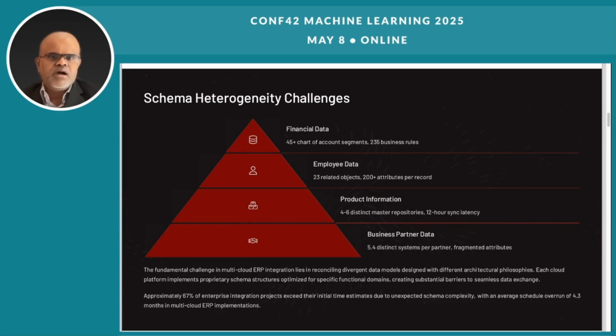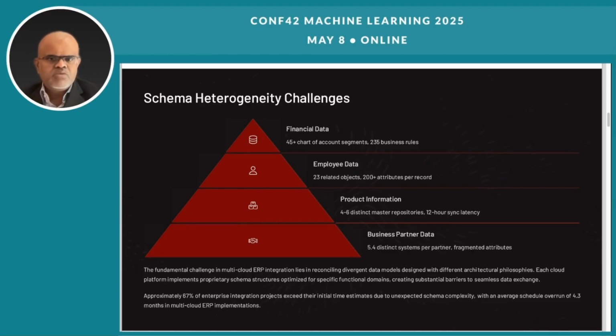If you look at it, Oracle Cloud ERP, which holds the financial data, has complex chart of account segments and a lot of business rules. However, these chart of accounts and business rules are exchanged with other cloud ERPs to derive the accounting information. Similarly, Workday, which holds the employee data, has 23 related objects with over 200 attributes per record. When this is exchanged with other cloud ERPs in the ecosystem, they do not need all these attributes. However, the exchange becomes substantially complex to get any user related information from Workday.